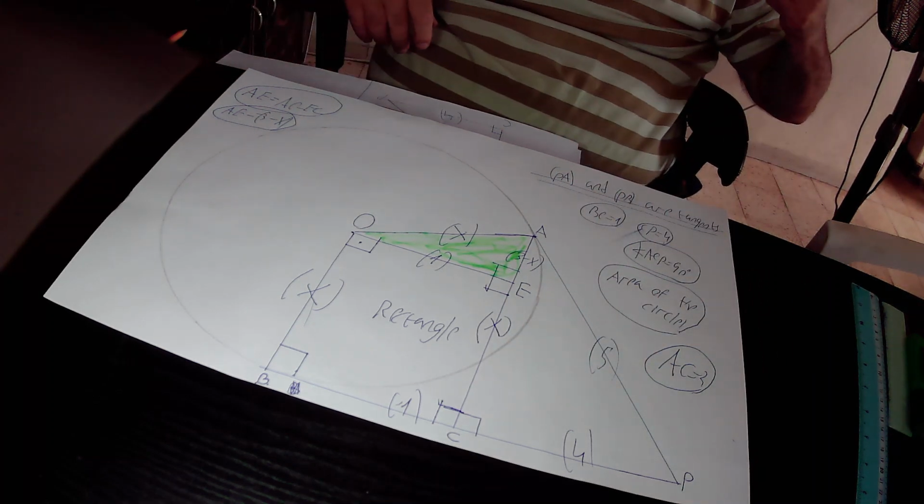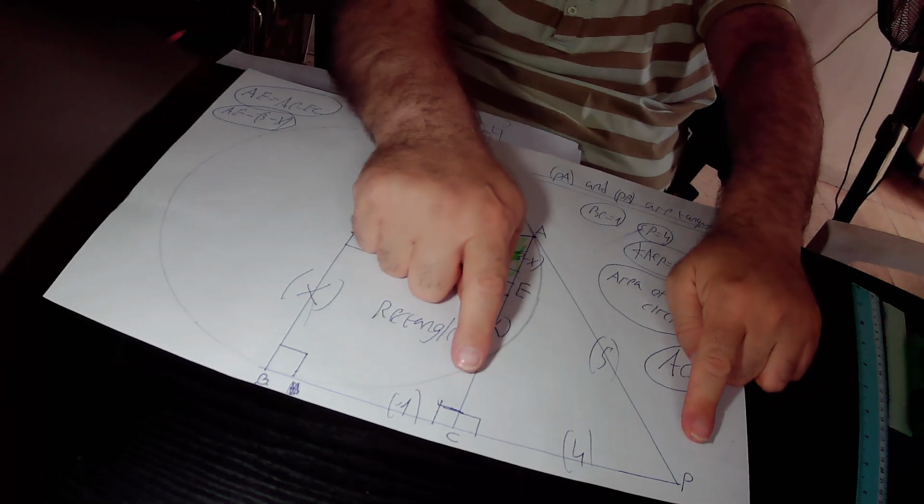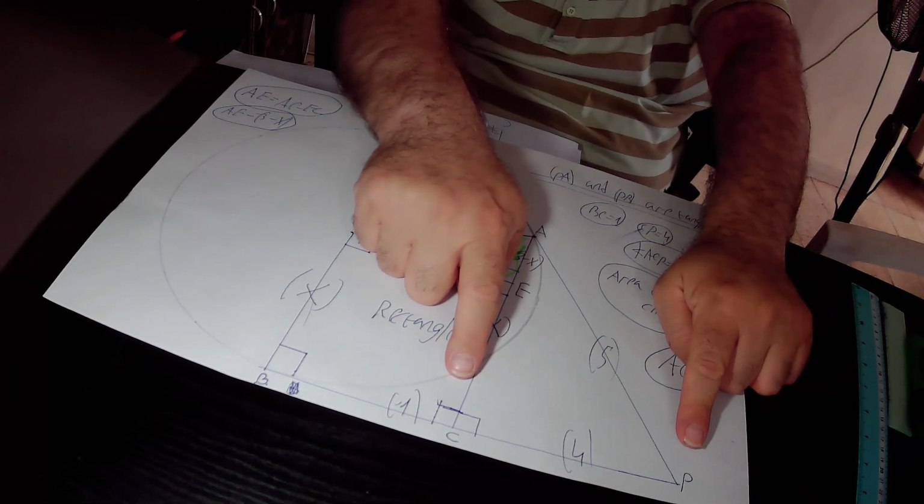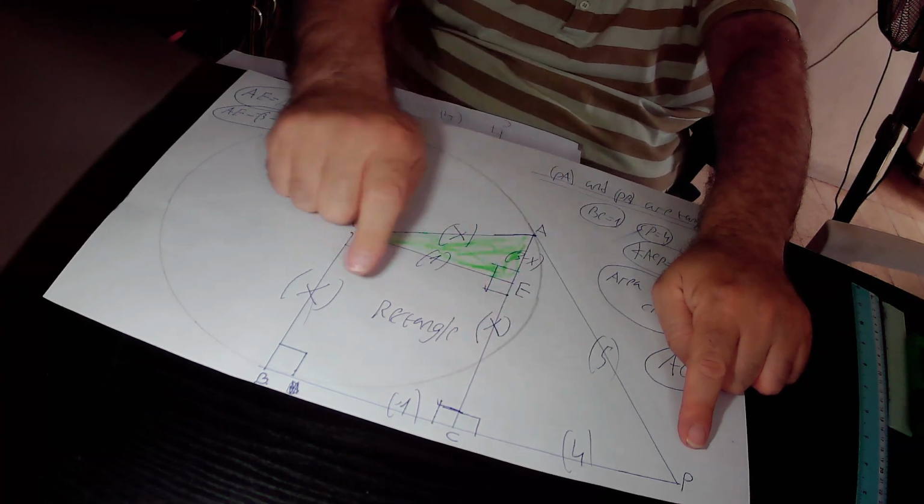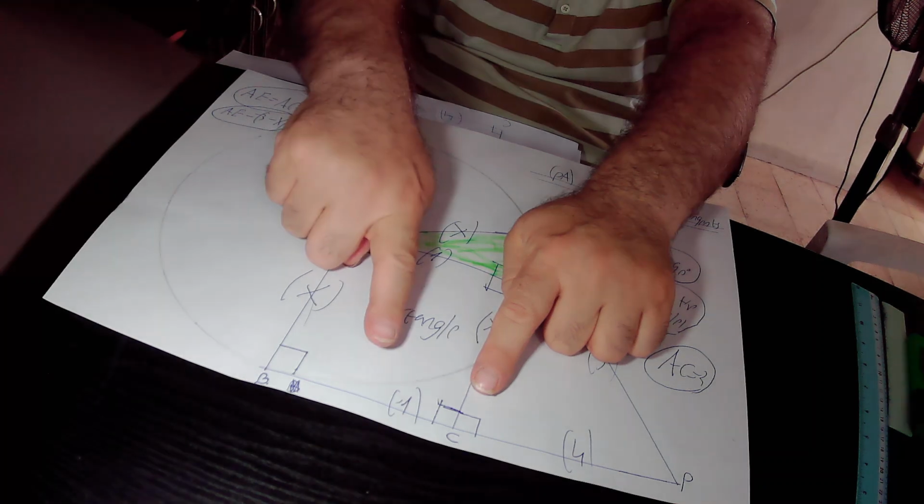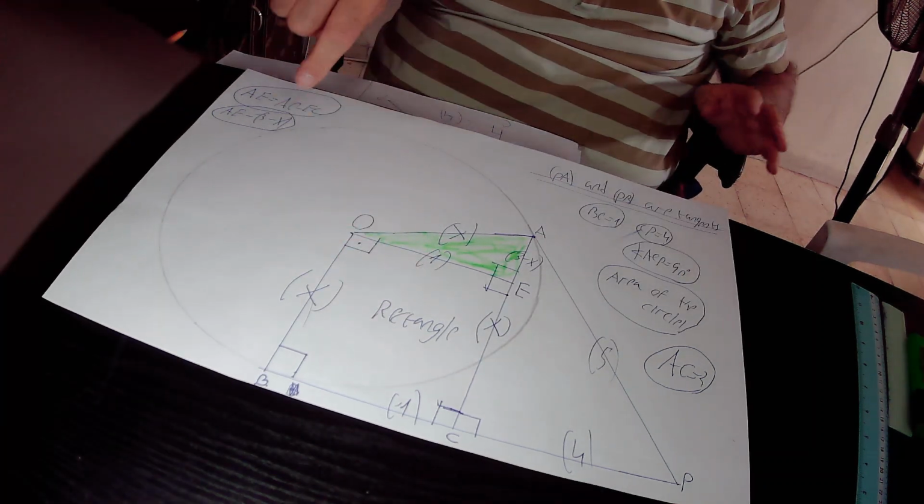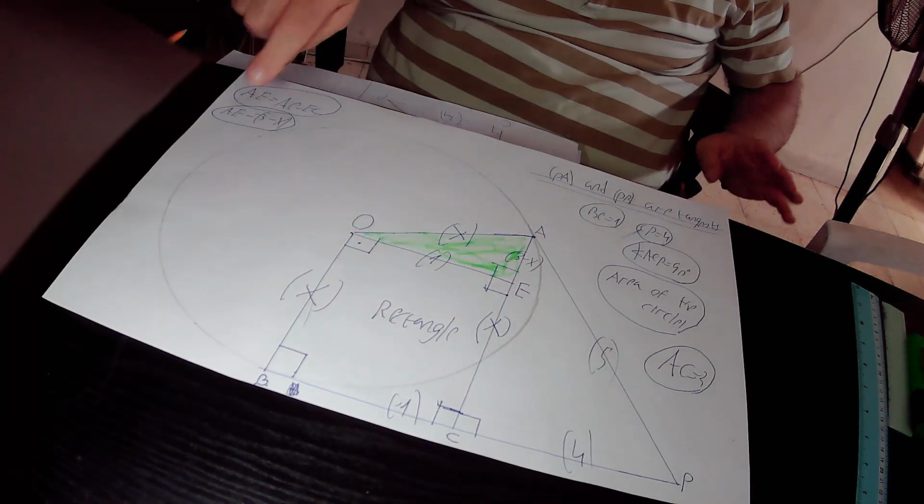In addition, we know that side CP of the right angle ACP is equal to 4 units in its length. And BC is equal to 1 unit in its length. Again, our mission is to find out the area of this circle.